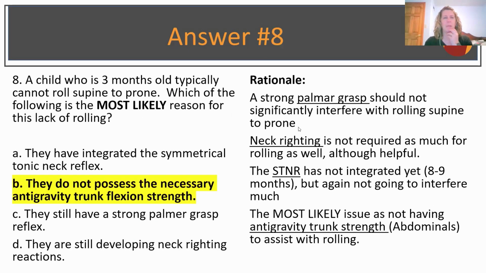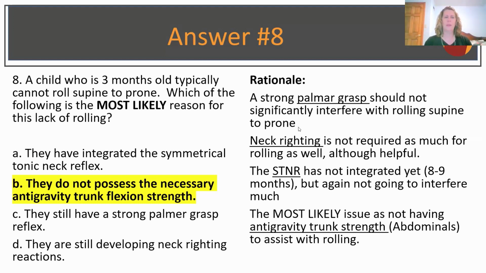All right, last one. A child who's 3 months old typically cannot roll supine to prone. Which of the following is the most likely reason? They have integrated the symmetrical tonic neck reflex. Usually that's not integrated until 4 to 5 months, so that's not usually the reason they can't roll. They have a strong palmar grasp reflex. Usually they're still able to roll, since they're really not using their hands when they're rolling supine to prone.